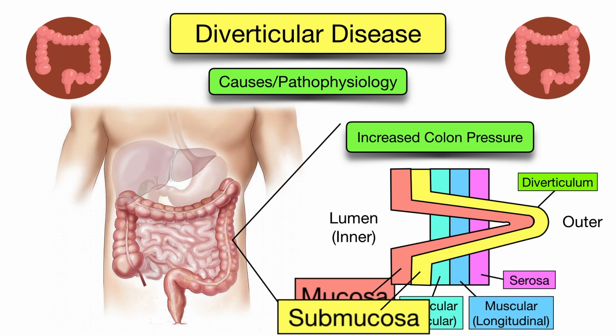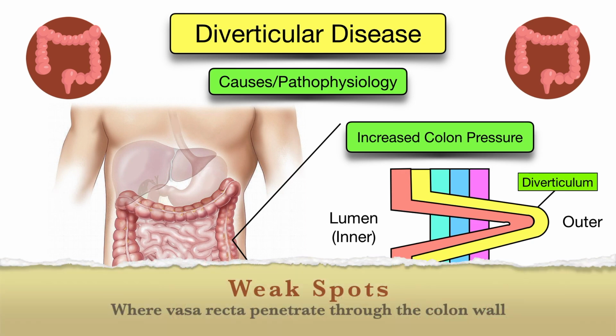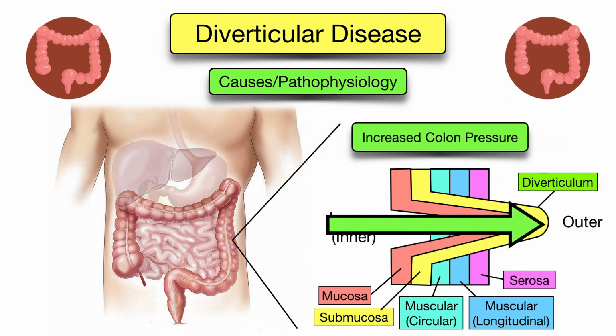A diverticulum occurs when the mucosa and submucosal layers of the bowel herniate through points of weakness in the colon. These areas of weakness are located at points where small branches of blood vessels, called the vasa recta, penetrate through the colon muscle wall to supply the bowel with blood. The pathophysiology as to why diverticula form is not fully understood.